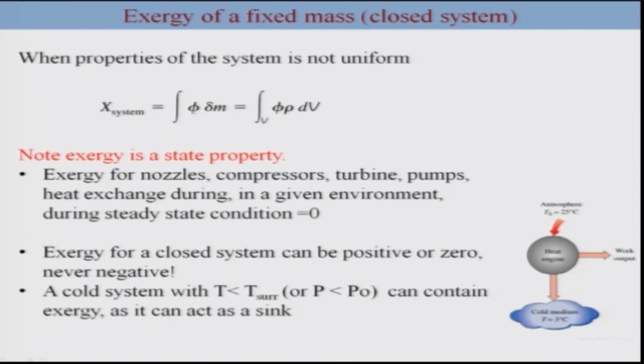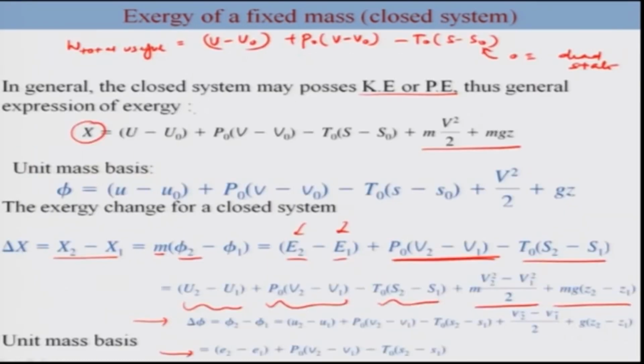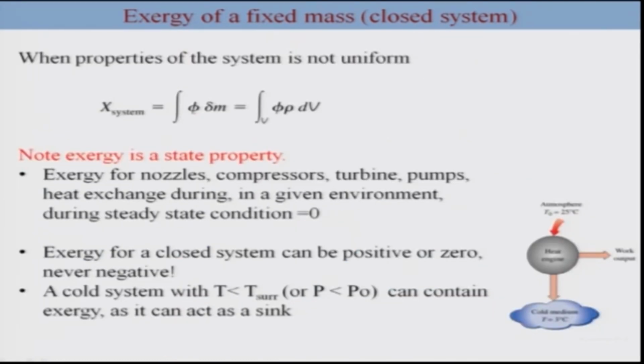Okay. The reason for that is very clear: the other properties associated with it are state properties, and hence you can simply integrate this over the volume. And that is what we have shown for other state property cases. Exergy change for a nozzle, compressor, turbine, pump, or heat exchanger in a given environment during steady state should be 0, because for a steady state there is no change in the energy conditions, and that means there is no change in the property of the system, and hence Exergy change for nozzles, compressors, turbines, pumps, and heat exchangers has to be 0.